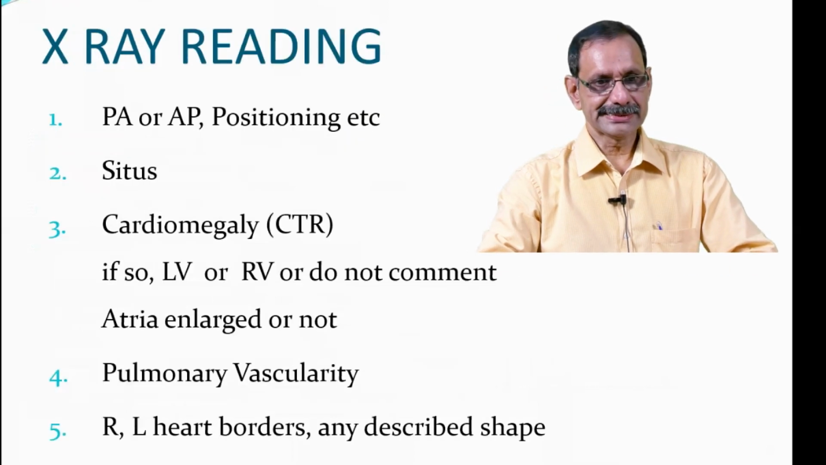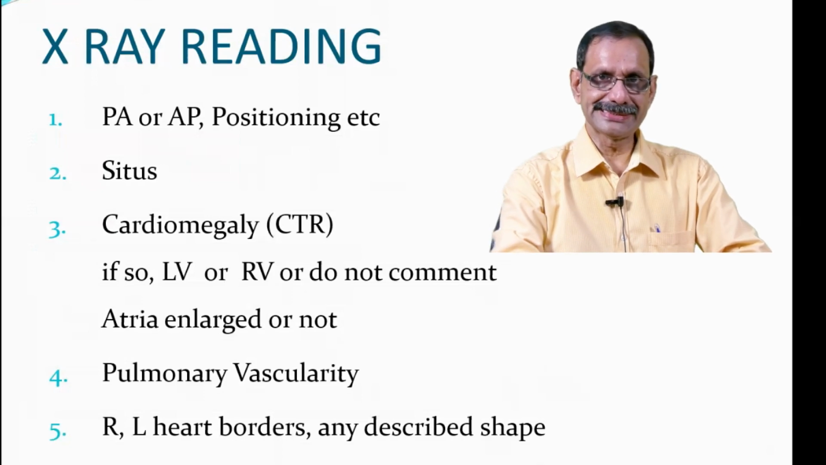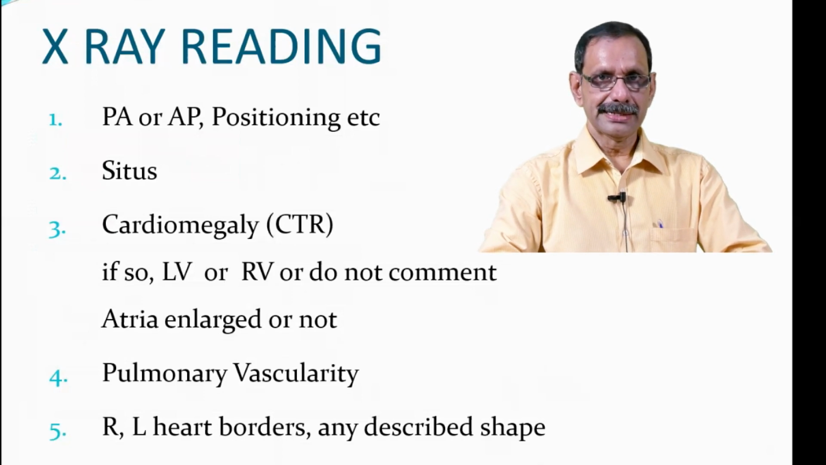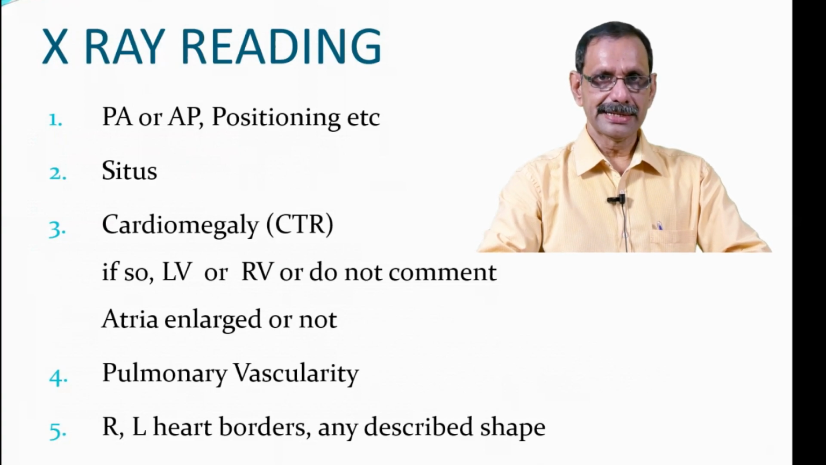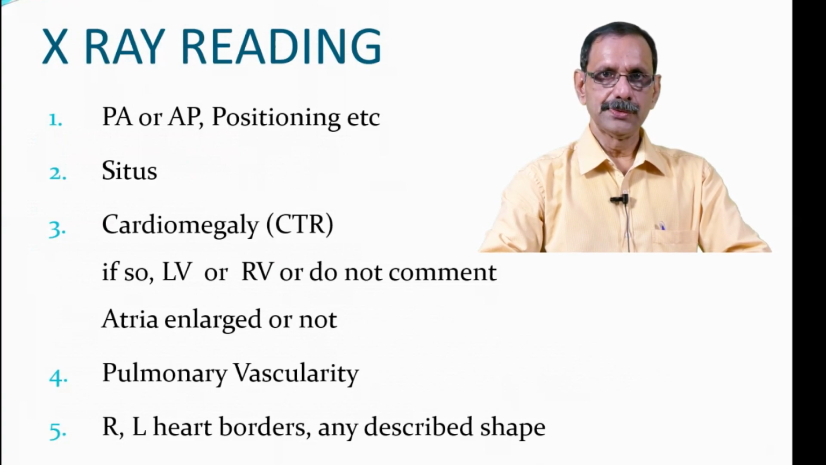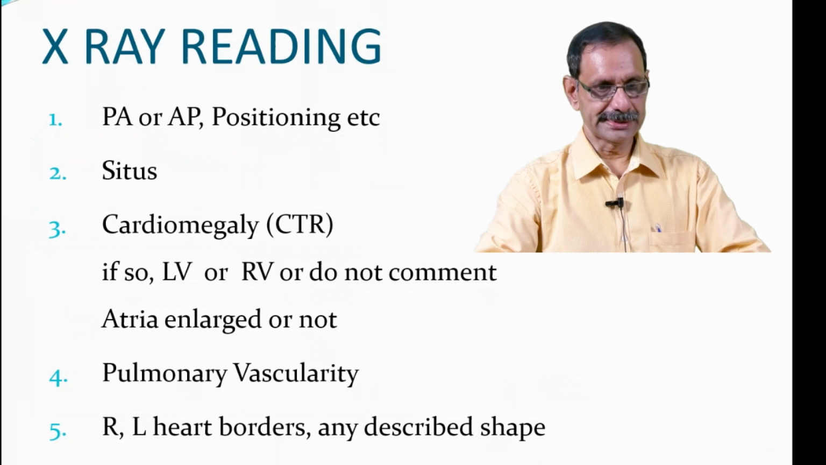Now, reading of chest X-ray as far as cardiology is concerned, like in respiratory, we must mention whether it is AP or PA positioning, whether it is correct or not. Those things are the same. Then regarding the situs, whether the situs is solitus, that means normal, or inversus, that we will come to. Then regarding cardiomegaly, we do the cardiothoracic ratio to make it objective. Subjectively, we can always say whether there is a cardiomegaly or not.